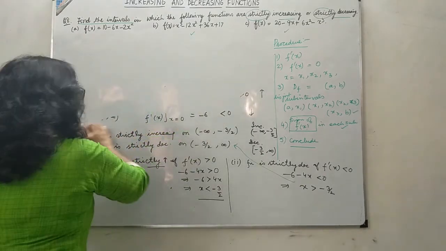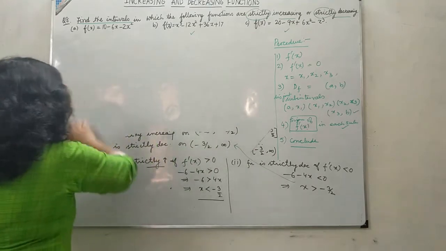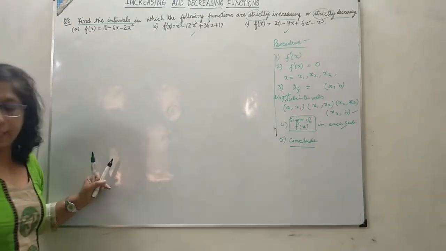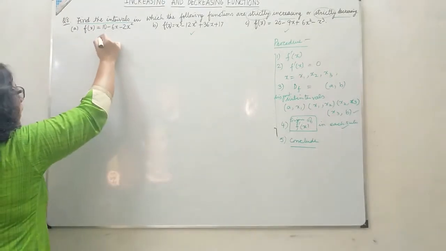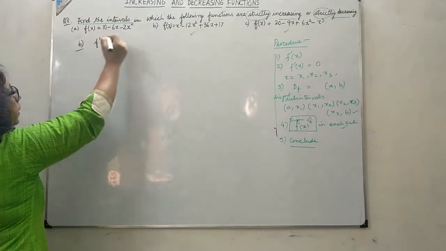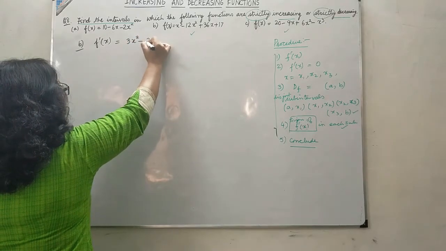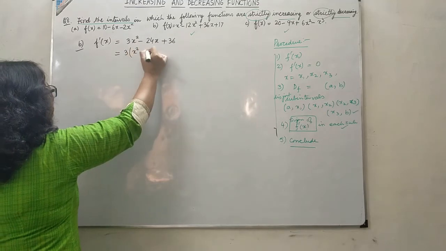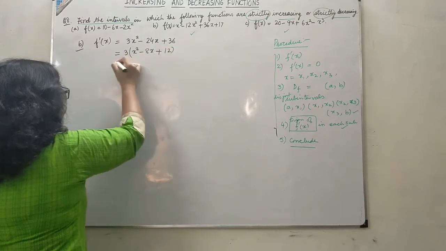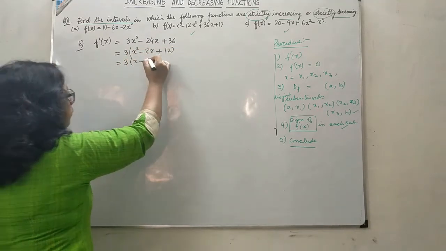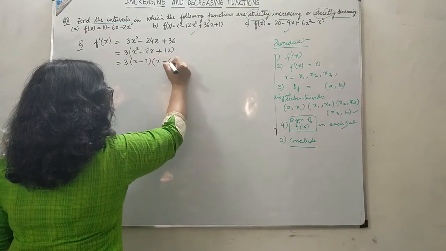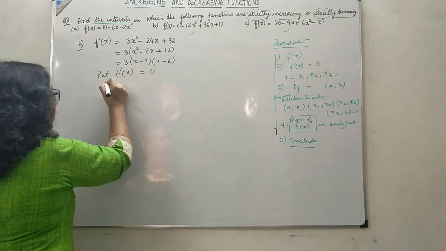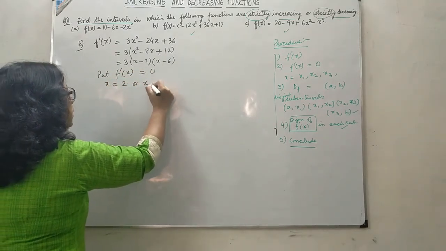f x is x cube minus 12x square plus 36x plus 17. So in this part we can take the derivative for the b part as 3x square minus 24x plus 36. Now again I have taken common. Now factorize, it always gives you a better way to solve the equations, because if I put f dash x as 0, then we are getting x as 2 or x as 6.